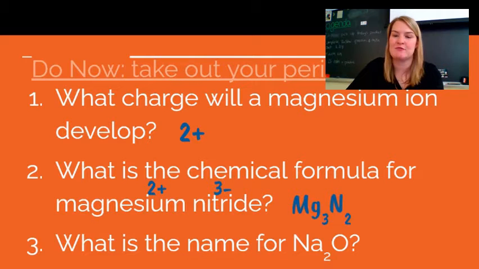And finally, what is the name for Na2O? And that would be sodium oxide. Remember, the metal keeps its name, and the nonmetal, the anion, gets the "ide" ending.